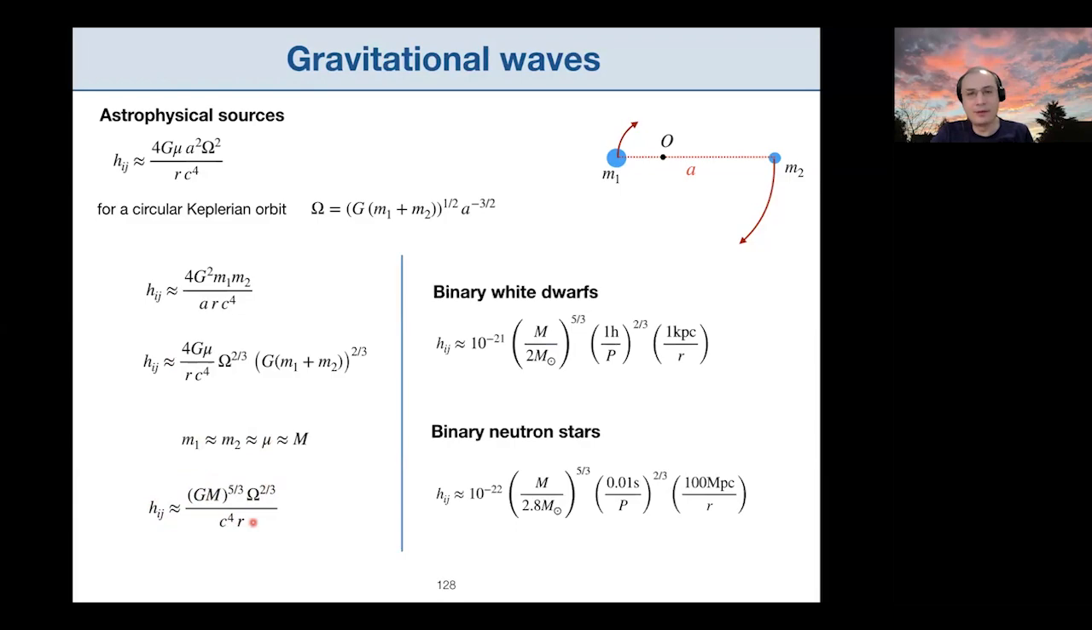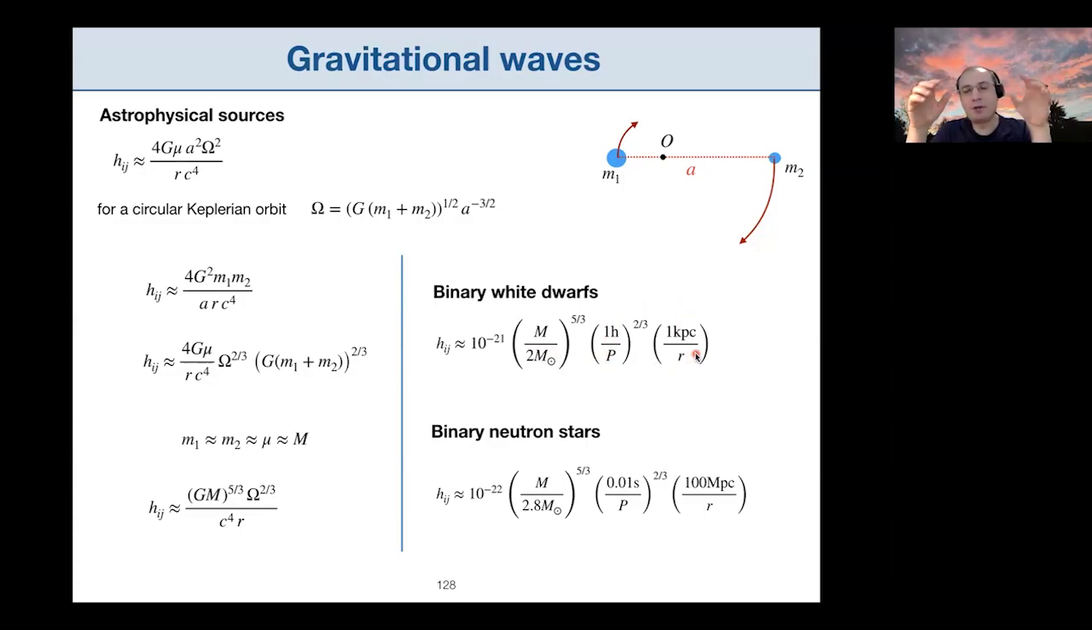So let's plug in some physical numbers. Assume you have a binary system of white dwarfs, so certain types of stars which have already evolved and are now cooling down. I assume that their masses are comparable to two solar masses. That's reasonable. They're on a fairly tight orbit, so the period is about 1 hour. There are systems of this kind known in the galaxy. As a distance, I take some kind of typical galactic distance, 1 kiloparsec.